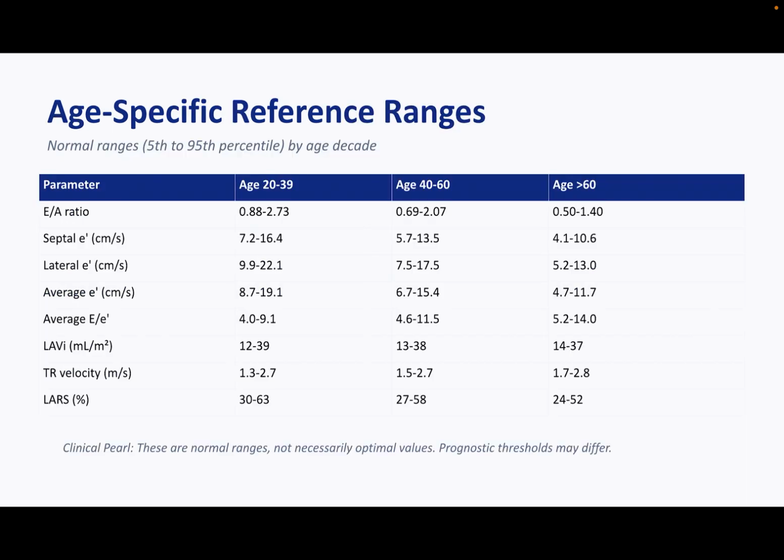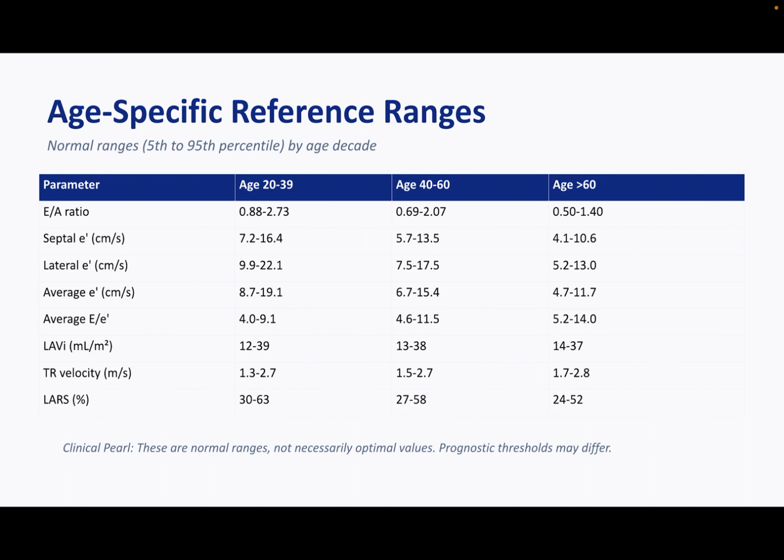Age-specific reference ranges, one of the most important practical updates of the 2025 guidelines. Everything is now age stratified. Let me walk you through why this matters with a concrete example. Take a septal E prime velocity, normal range in a 25-year-old, 7.2 to 16.4. Normal range in a 70-year-old, 4.1 to 10.6.